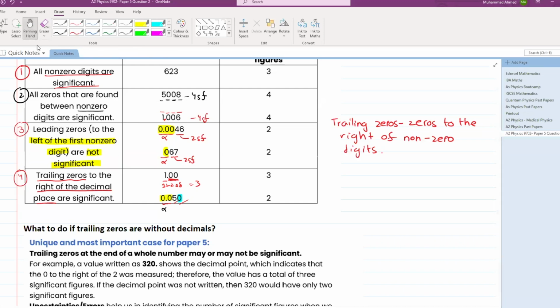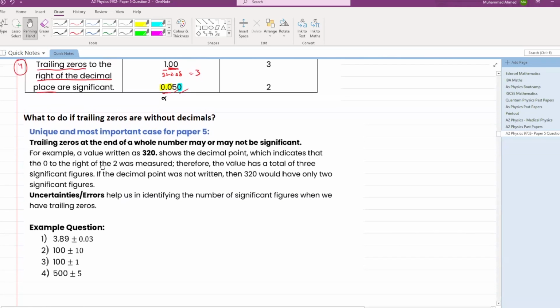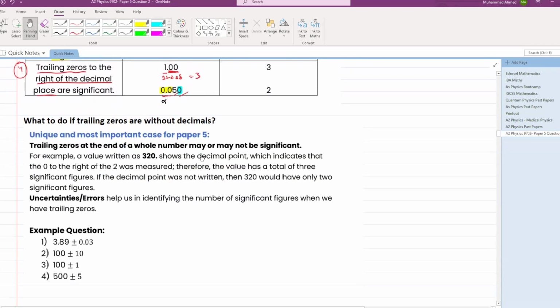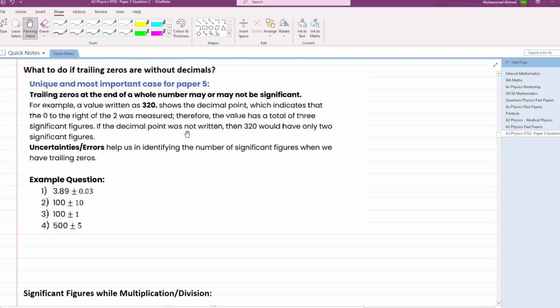Now, the most important general rule. Basically, we are studying some general rules for significant figures. First of all, we are clearing out the general rules, then we will move on to the specifics. Now, the fifth and the most important general rule.